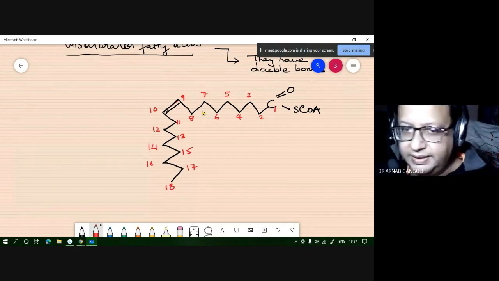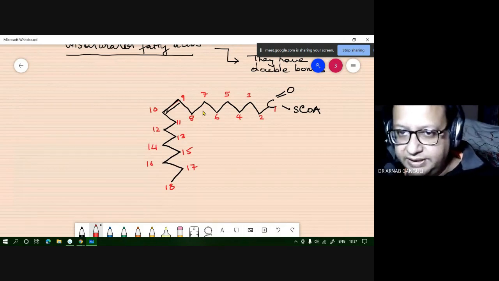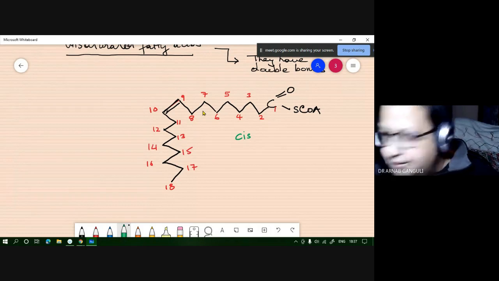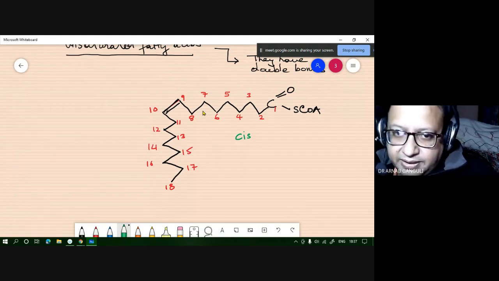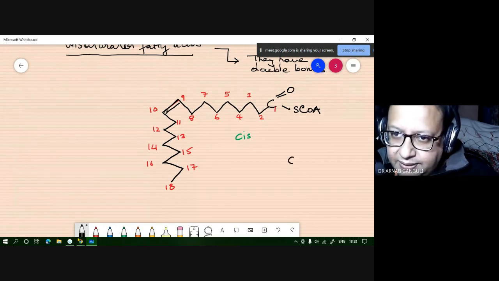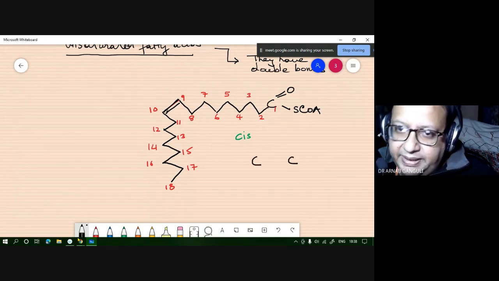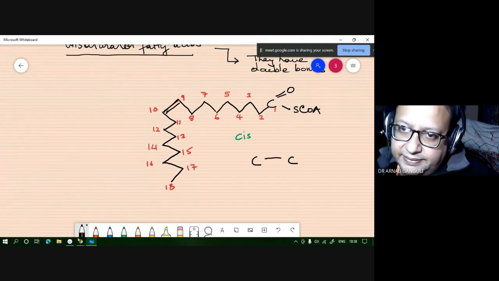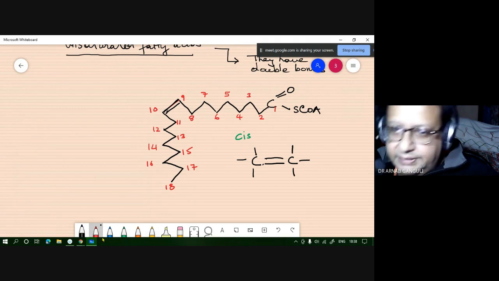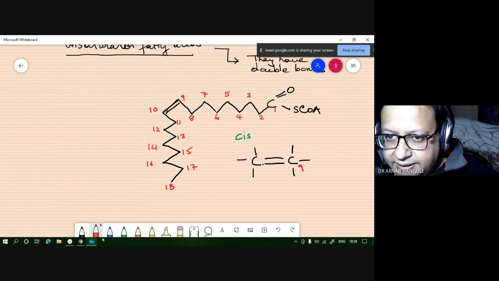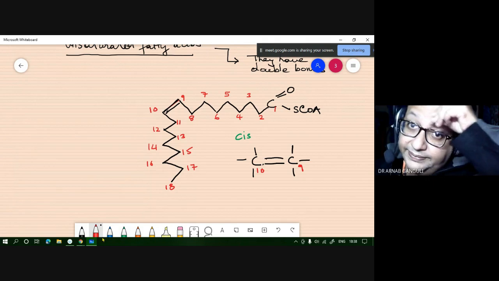This is actually this type of a structure. This is a cis conformation. How do you know it is a cis conformation? Between 9 and 10. This is carbon 9 and carbon 10. This is carbon 9 here, carbon 10 over here.